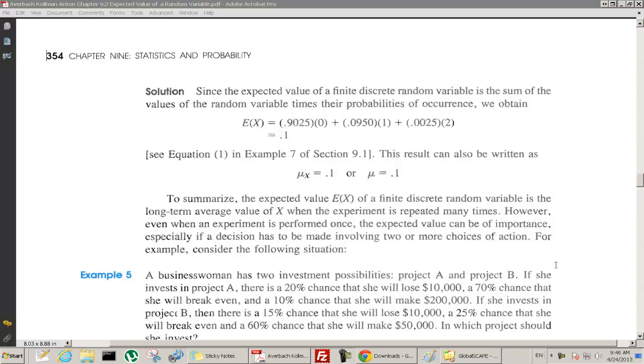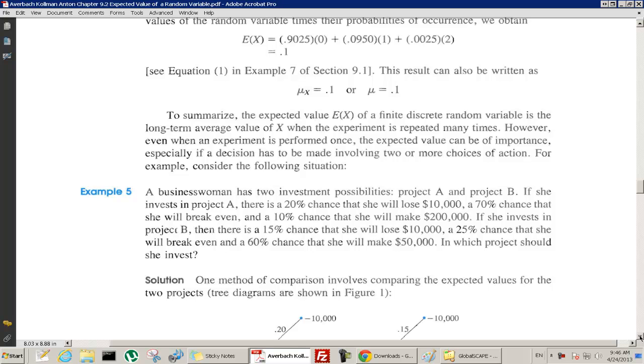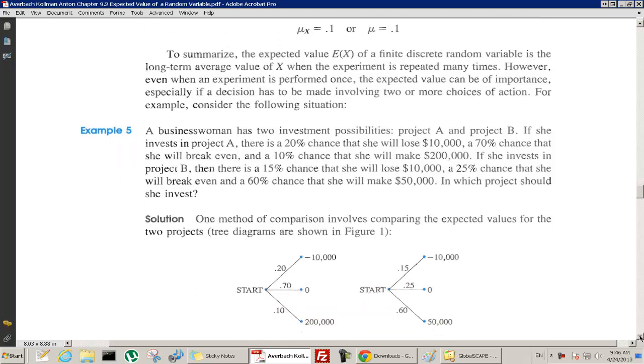Okay, now we're continuing our discussion of expected value. We say a businesswoman has two investment possibilities, Project A and Project B. Two ways that she can invest her money.